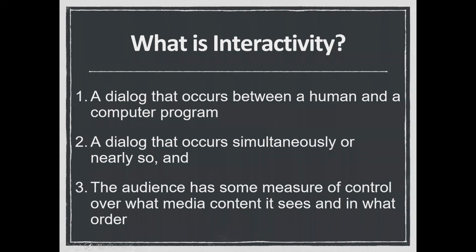So before we're going to call something interactive media, we have to, number one, see that it is between a human and a computer program, right? It has to be mediated. Number two, it has to have a simultaneous or nearly simultaneous interaction. And third, the audience, the receiver of those messages, has to be in control, at least to some degree, about what they're seeing and about when they see it.